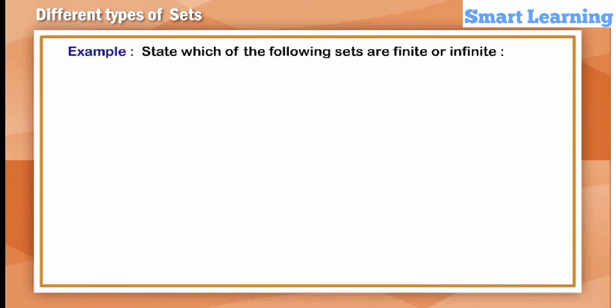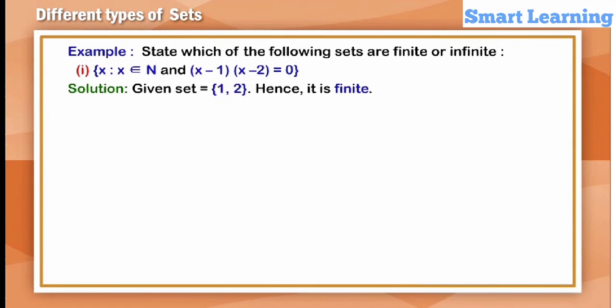State which of the following sets are finite or infinite. 1. {x such that x belongs to N and (x minus 1)(x minus 2) is equal to 0}. Solution. Given set is equal to {1, 2}, as 1, 2 is the solution of equation (x minus 1)(x minus 2) is equal to 0. Hence, it is finite as elements are countable.